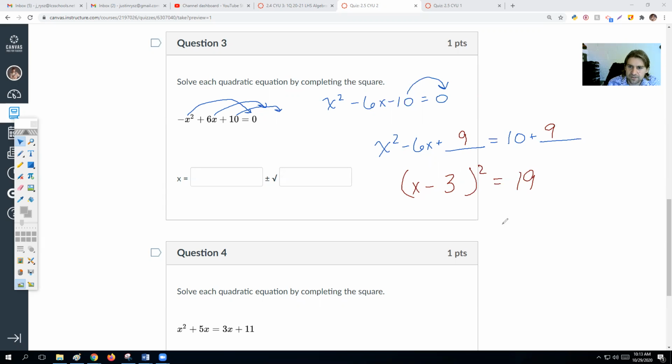So let's take the square root of both sides to start to solve. We get x minus 3 equals plus or minus radical 19. 19 doesn't break down at all, so we're just going to move the 3 in front of it. So it'd be 3 plus or minus the square root of 19.